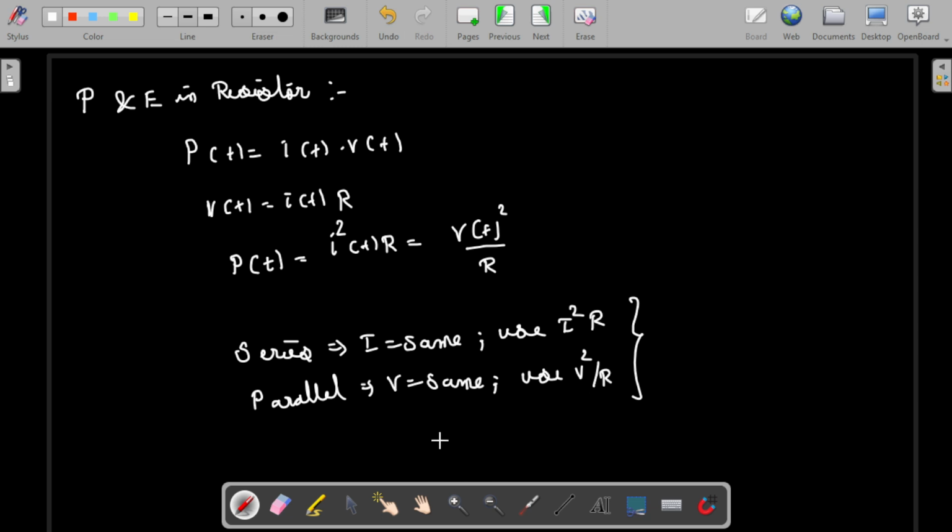The energy consumed is E, which is equal to the area under the power graph, that is the integration of P of T over dt. Or we can write it as the integral of I square R dt, or the integral of V square by R dt. So these are the different formulas to calculate power and energy. I hope this is good enough to conclude our discussion over resistance.